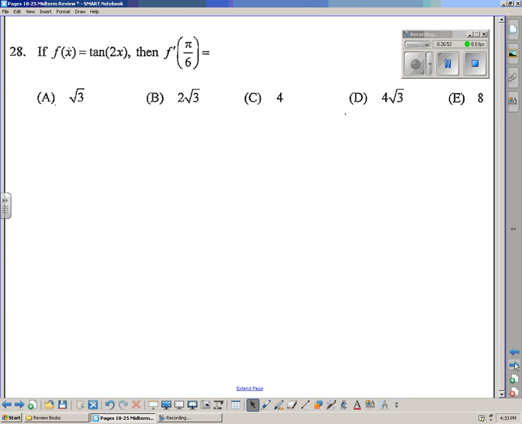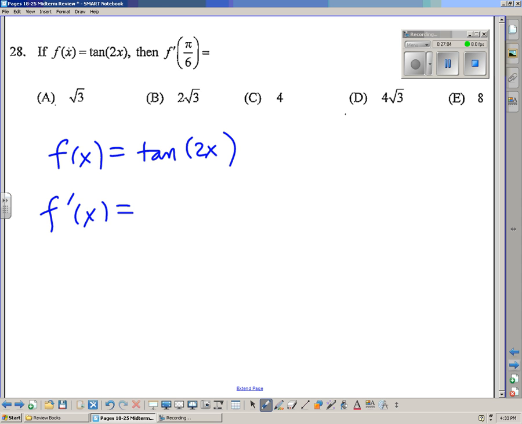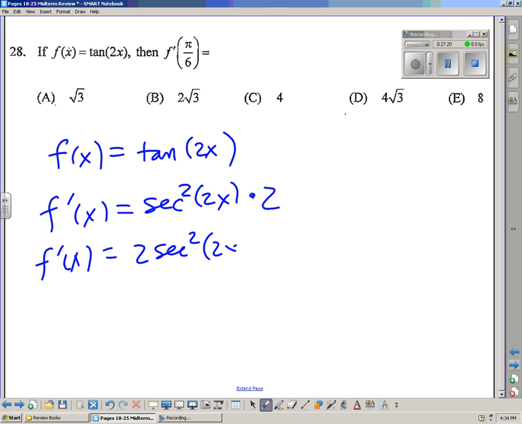All right, 28. If f of x is tan of 2x, then f prime of pi over 6 is. Well, f of x is tan 2x. I need to take the derivative of that. Derivative of tan of stuff is secant squared of stuff. Yes, you can't forget all this stuff. You can't forget these rules. Times the derivative of the inside, which is 2. That's the chain rule. So we get f prime of x is 2 secant squared 2x.